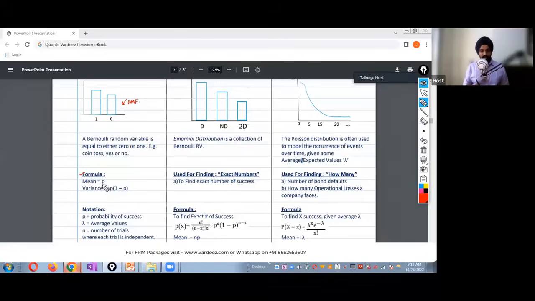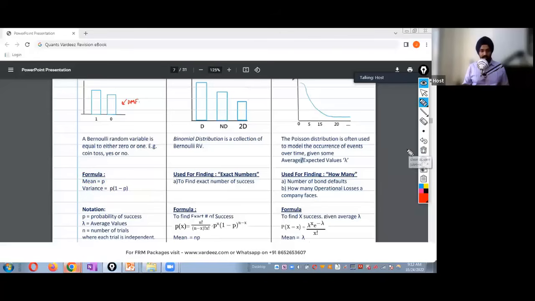The mean is P, the probability of success. So if we have a corporate bond, and the probability of default is, let's say, 0.7, then that is going to be the mean or the average, which is the probability of success, P. Whatever the P is, that is going to be the mean.